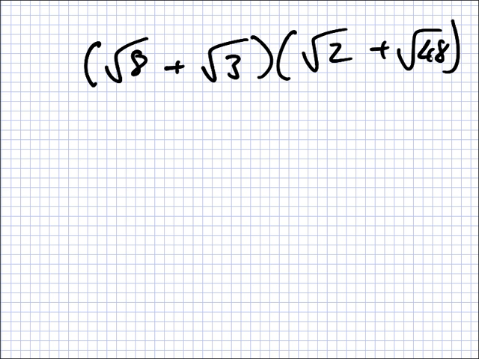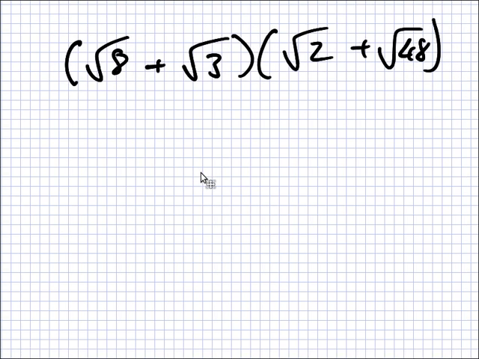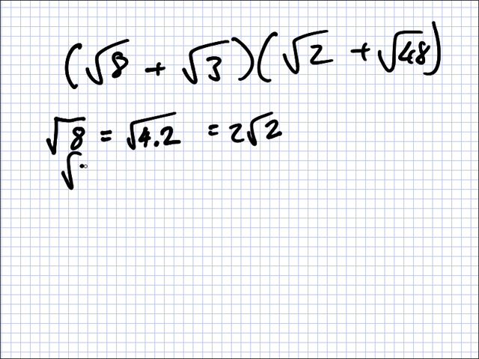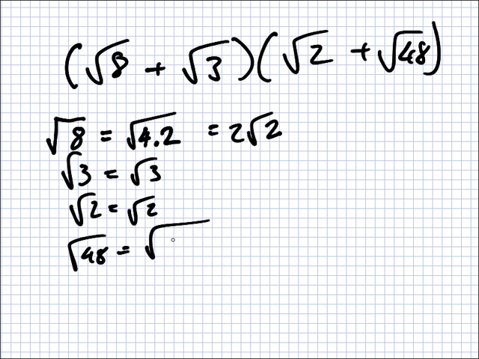Yeah, open the brackets. Now actually, if you open the brackets that's fine, but your life might be a little easier if you do a bit of simplifying first. So root 8 is the same as root 4 times 2. And what is root 4? 2. So it's 2 root 2, okay? Root 3 is still root 3, and root 2 is still root 2. What about root 48? Well, I could change root 48 into, let me see, 48 is 4 times 12, isn't it?